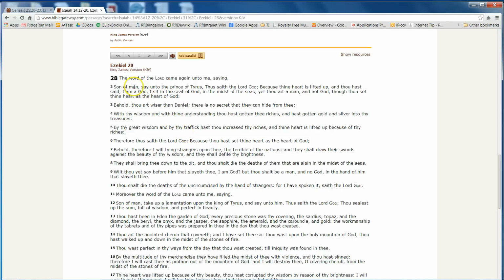Here's another one in Ezekiel 28. It starts by talking about the Prince of Tyrus, or Tyre if you don't use the King James. But a little bit later down here, it's still talking about the prince of Tyre, but then you get in verse 13, "Thou hast been in Eden, the garden of God. Every precious stone was thy covering, the sardius, the topaz, the diamond, the beryl, the jasper, and the like. Thou art the anointed cherub that covereth."